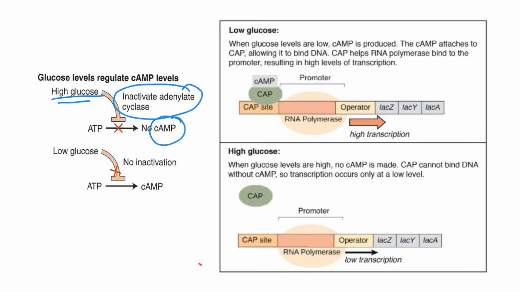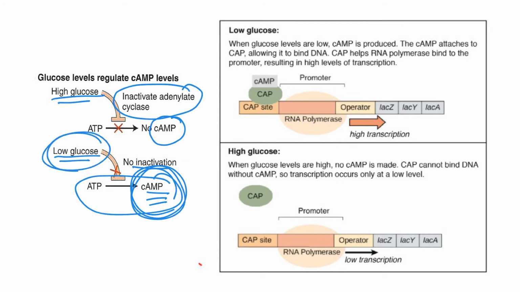So if you have low glucose levels, then you don't have any inactivation, and so you get lots of cyclic AMP. This is going to be a signaling molecule that's going to start some chemical reactions that happen in the cell. So when you have low glucose, you're going to have high cyclic AMP.